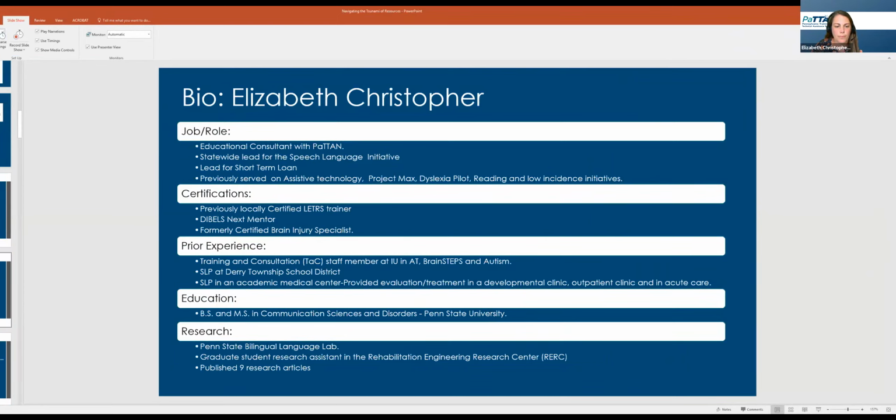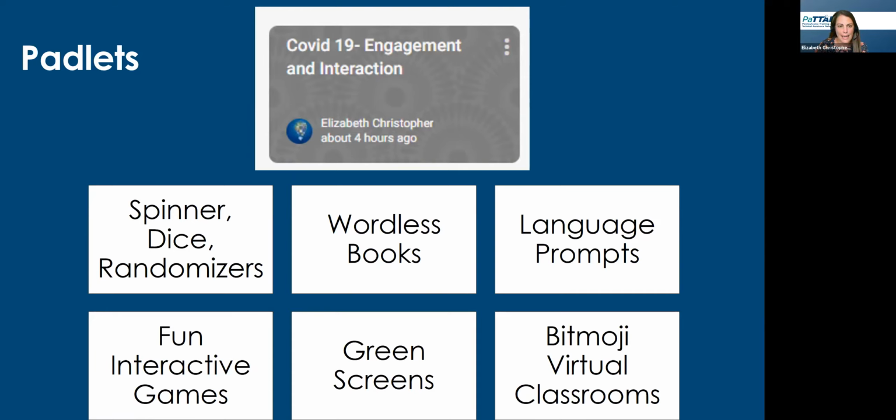Another option of a Padlet is the COVID-19 engagement and interaction section. This is a Padlet that was designed as ways to show tools and games and things that we use in speech therapy to engage students in our work. So we have spinners and dice and randomizers, word list books, language prompts, interactive games, links to things like Kahoot, as Jennifer had mentioned, and other games that we really love. Green screen information on how to use green screens for therapy and interaction, and virtual classrooms or the Bitmoji work that people are doing.